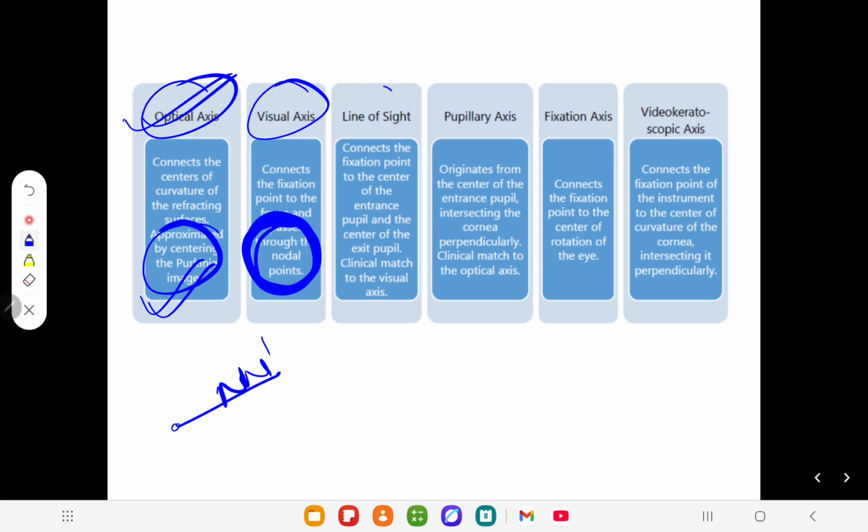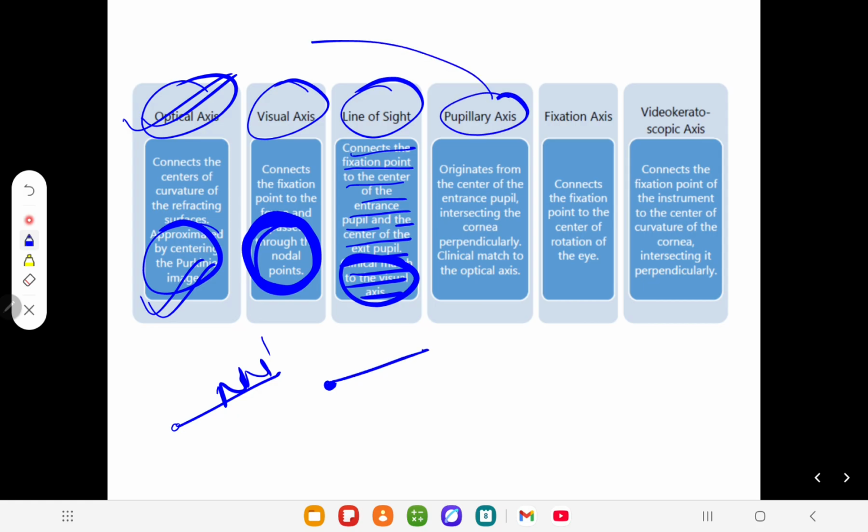Another thing, line of sight. Line of sight is the clinical counterpart of which, visual axis or optical axis? Definitely the visual axis. It connects the fixation point to the center of the entrance pupil, and the center of the exit pupil, clinically matched to the visual axis. So it should connect from the fixation point to the center of the entrance pupil.